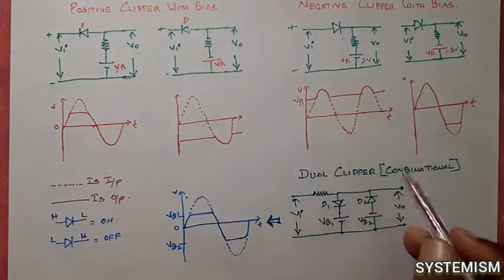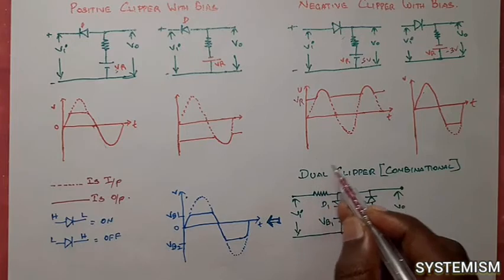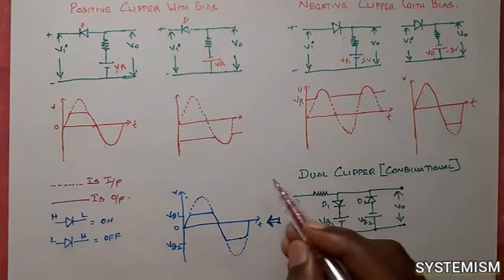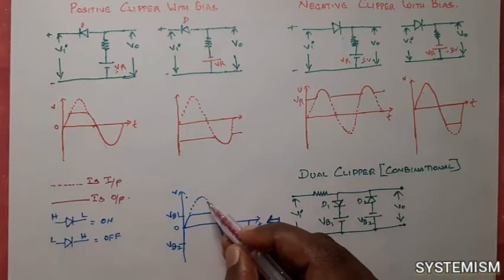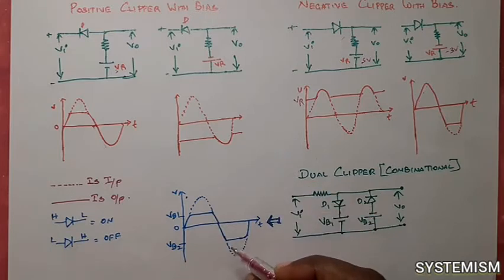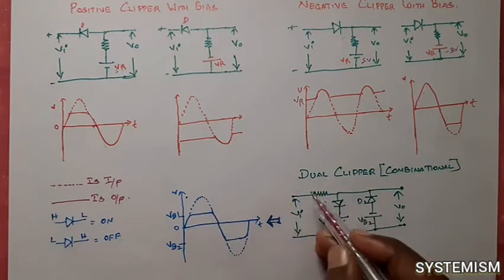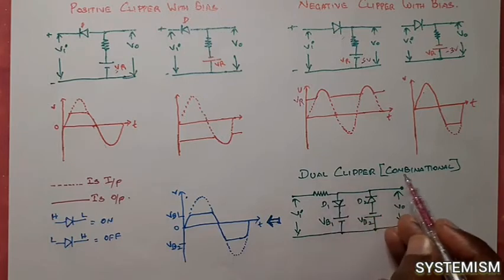So this is your positive clipper with bias and negative clipper with bias. You can also create a combinational clipper, that is, a dual clipper. What is a dual clipper? Sir, I want to clip away a particular portion in the positive and a particular portion in the negative. That is also possible by using this type of combinational clipper.